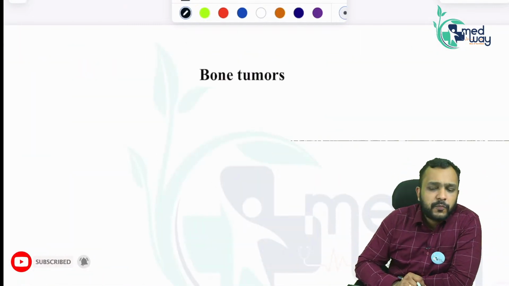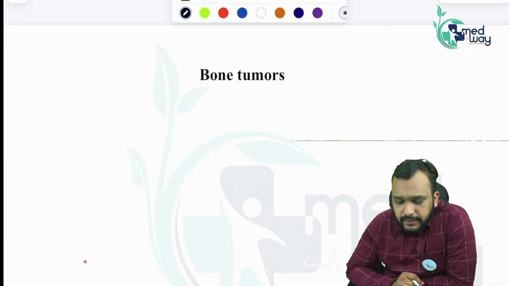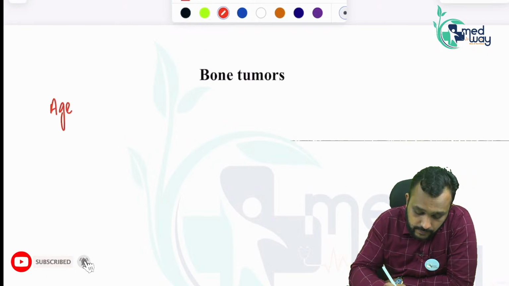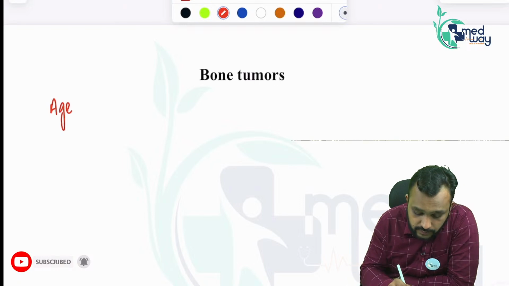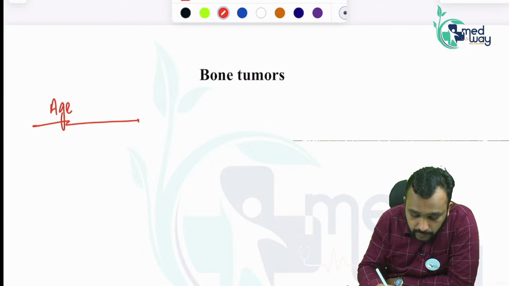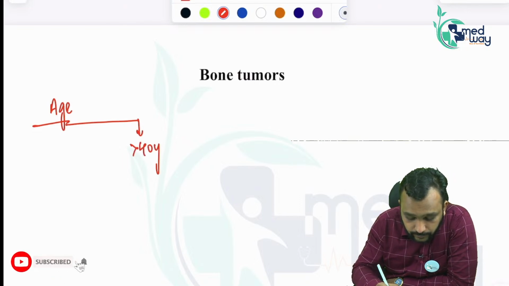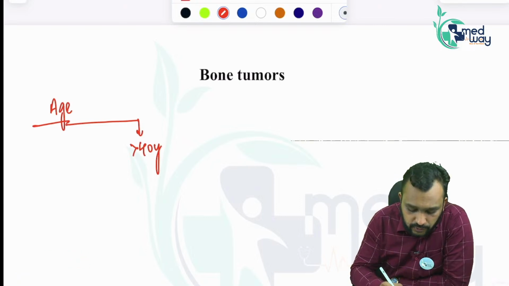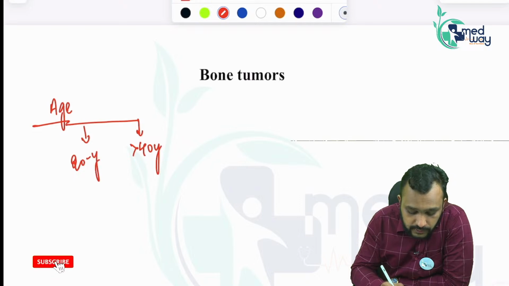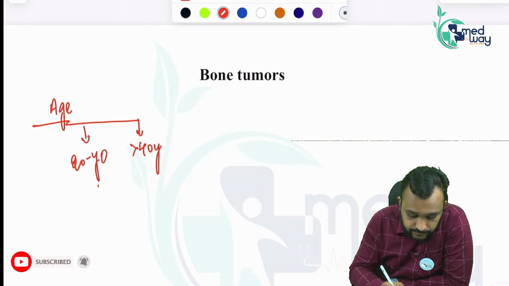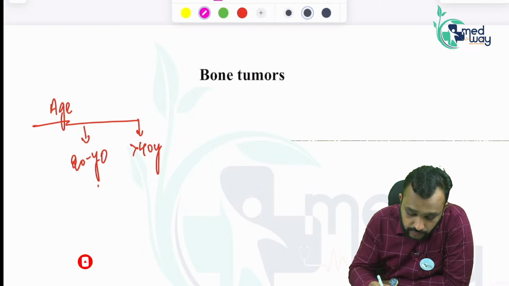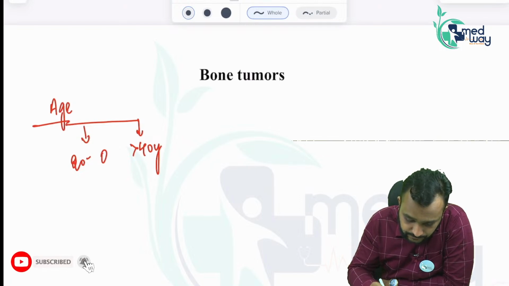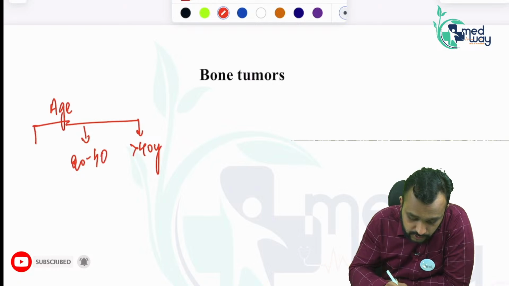okay. So let us discuss a few important things about bone tumors based on age, okay. If I talk about bone tumors which are common in more than 40 years of age, this includes your chondrosarcoma, your metastasis, and your multiple myeloma. If I talk about tumors between 20 to 40 years of age, you have enchondroma, giant cell tumor, and parosteal osteosarcoma.